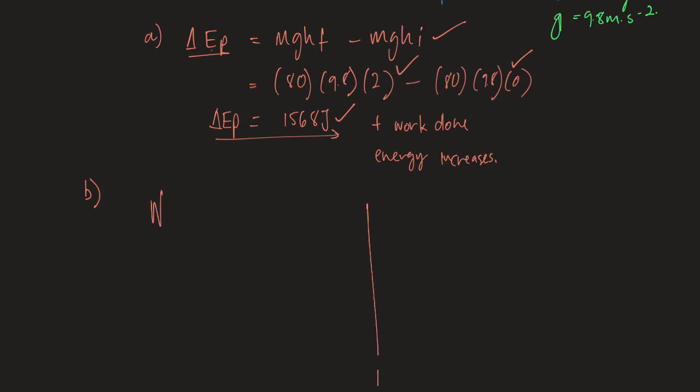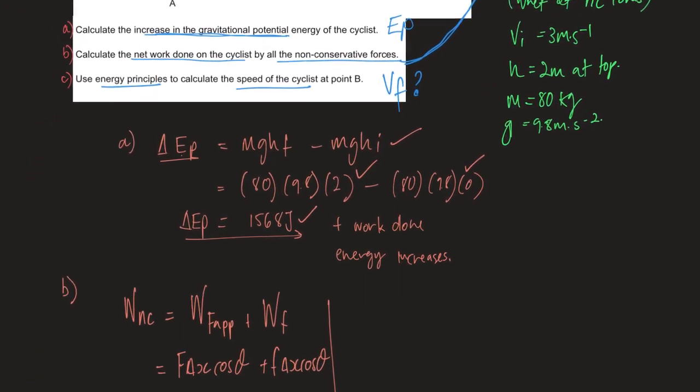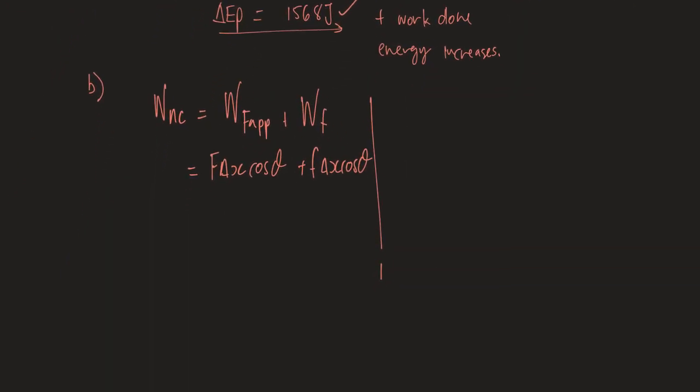Method 1, you could have said work done by non-conservative forces is equal to work done by the applied force plus work done by friction. And all you would have done is F delta x cos theta plus F delta x cos theta. I know that for my applied force, theta is always going to be 0 degrees, and for the force of friction it is always going to be 180 degrees.